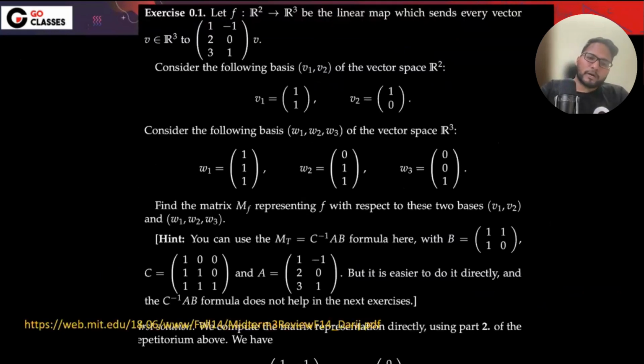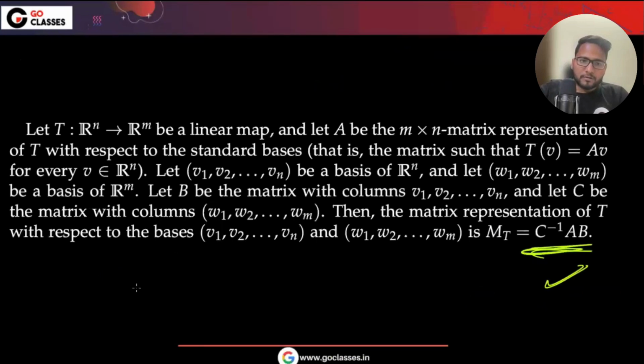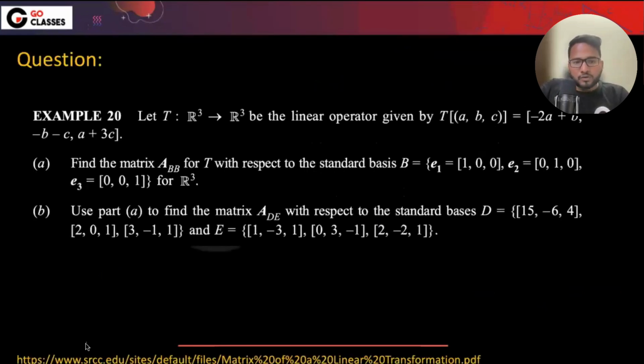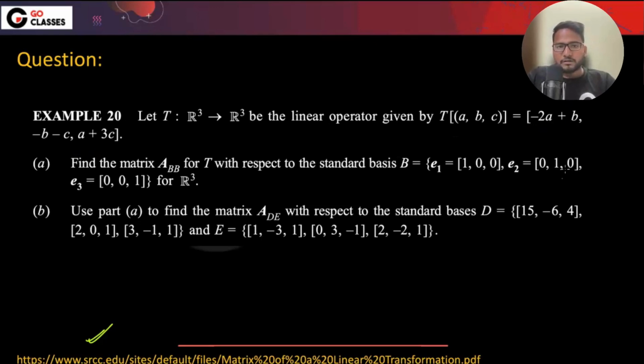Let's do more questions. You will get to understand more. Let's do this question. This question also I have taken from some standard university. Let's just try to solve this question, what they're saying. They're saying, let's suppose that the transformation is defined something like this. Then find the matrix A, B, B for T with respect to the standard basis. So first they are saying with respect to standard basis, you find the matrix. And then they are saying some matrix A, D with respect to this basis and this basis. So this is input and output basis.